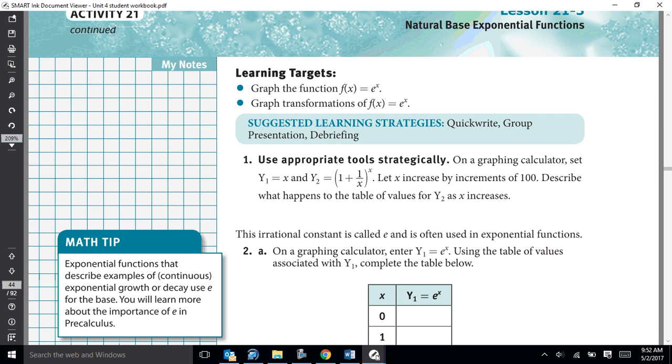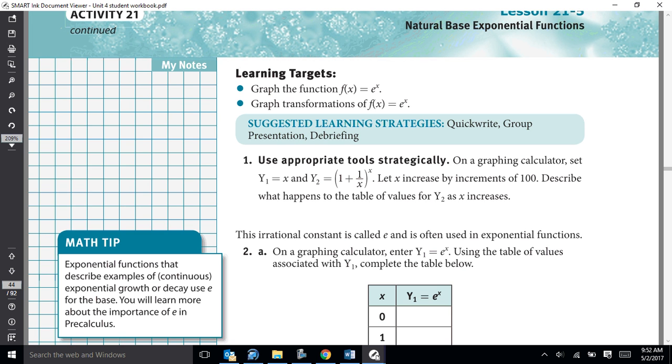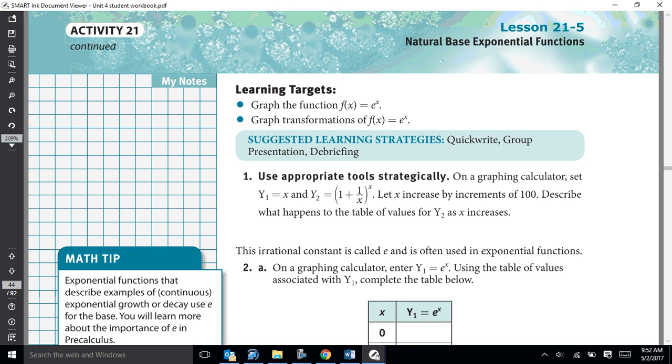So let me just introduce this. We're not going to finish this today, but I want to at least start it. So looking at natural base exponents. On your graphing and scientific calculators, you want to get those out real quick? Because you have the E button on there, so this will help if you're making a table.